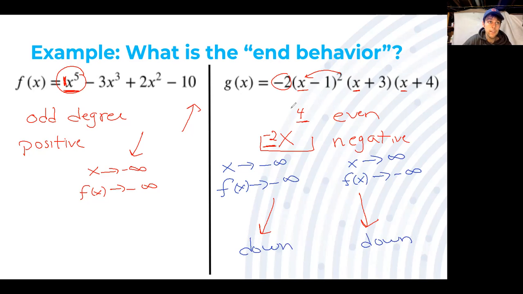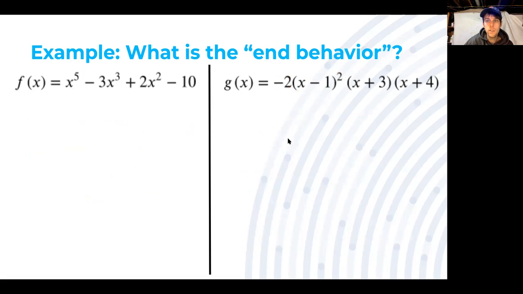Another way we could do this is we could graph this on Desmos and check out the end behavior that way too. Same here, if we don't feel confident with this leading coefficient test. But the point here is to understand this leading coefficient test and what it's telling us. All right, let me clear this and move on.